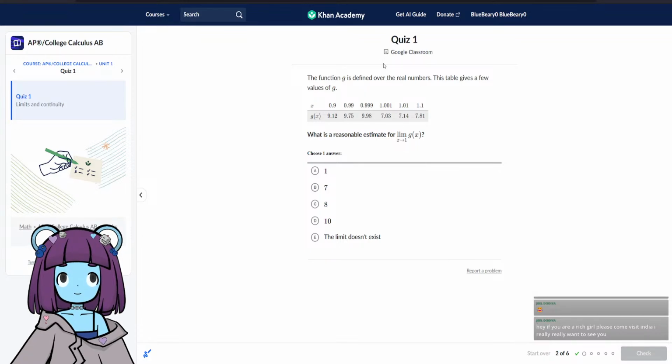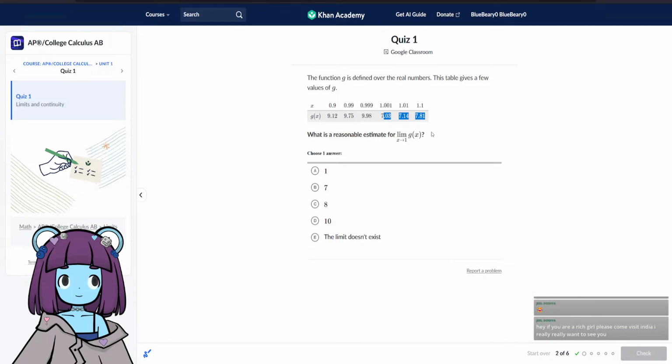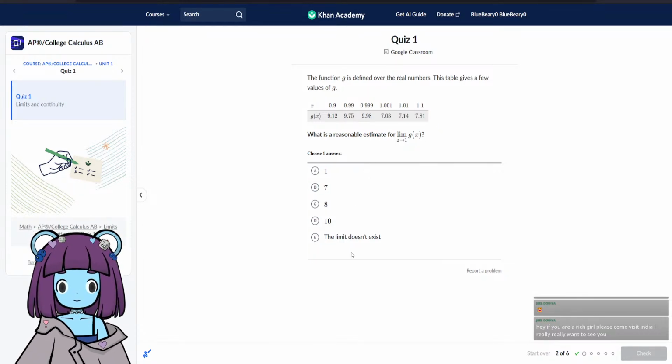The function g is defined over the real numbers. This table gives a few values of g. What is a reasonable estimate for the limit of g of x as x approaches 1? So 1 is here. It goes from 9.12 to 9.75, and so this increases, and then this jumps to 7, and then it also increases in this direction. The limit, I would say, does not exist.